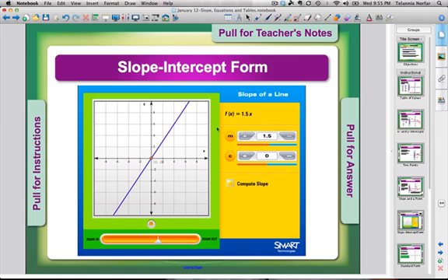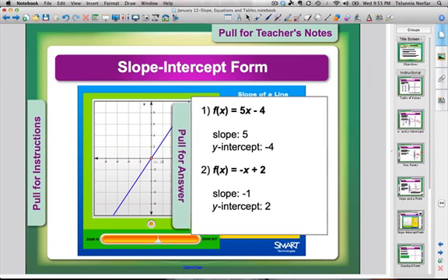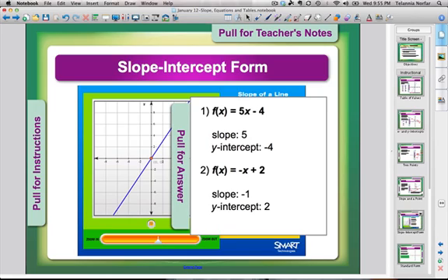Okay, let's get rid of those instructions and see what our answer is. Great job if you discovered for the first one the slope is 5 and for the y-intercept it's -4. And if you discovered the slope is -1 for the second one and the y-intercept is 2. You are on track for being okay with the EOI.